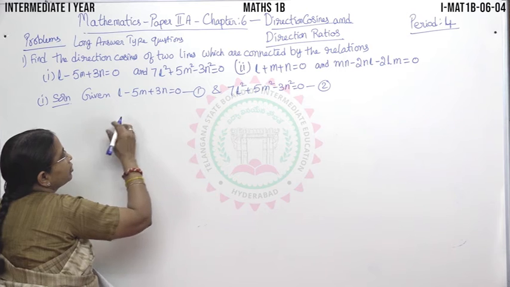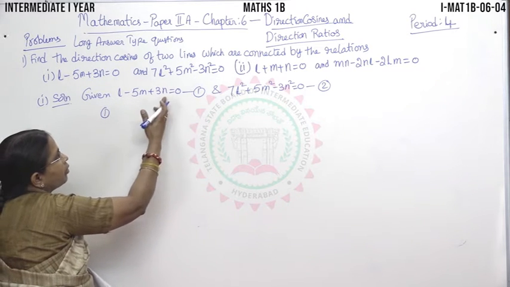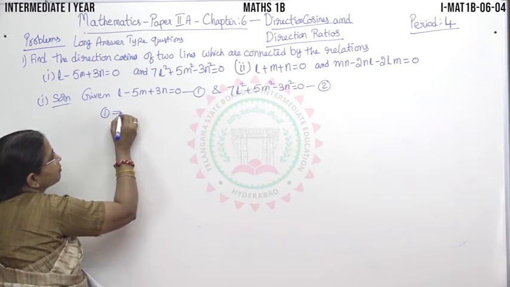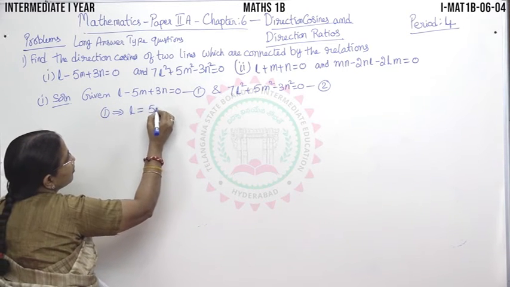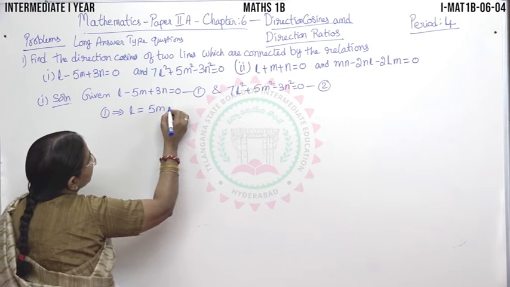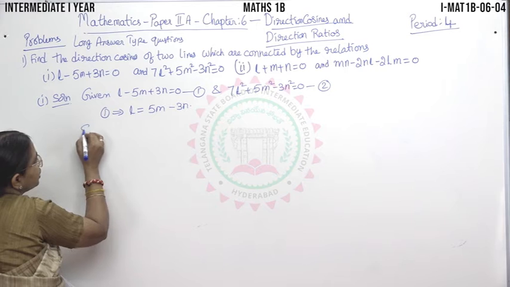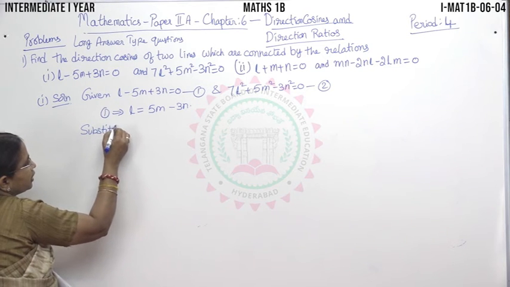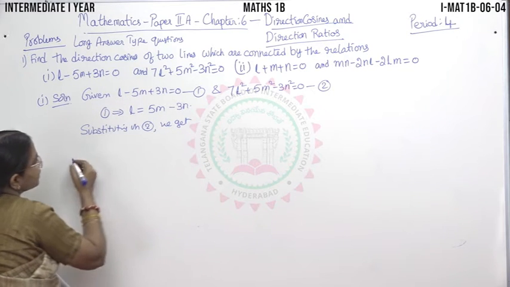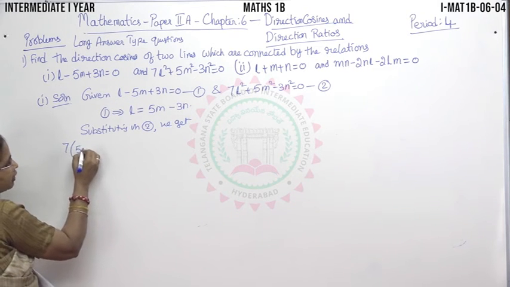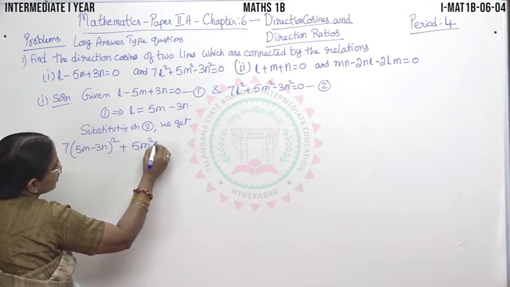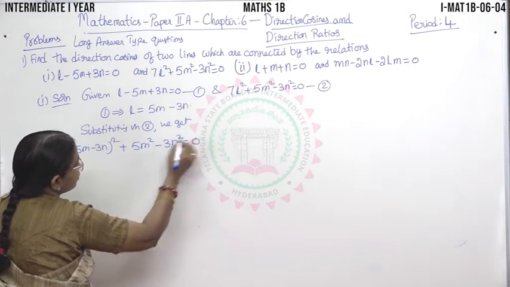So from the first equation you find out any one, either l or m or n, anything you can find out. Here it is easy to find the l value because it has coefficient 1. So from equation 1, l is equal to 5m minus 3n. Now substitute in the second equation. We get 7 into 5m minus 3n whole square plus 5m square minus 3n square is equal to 0.